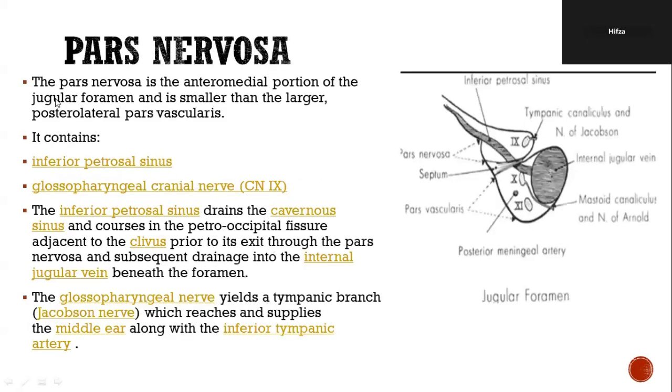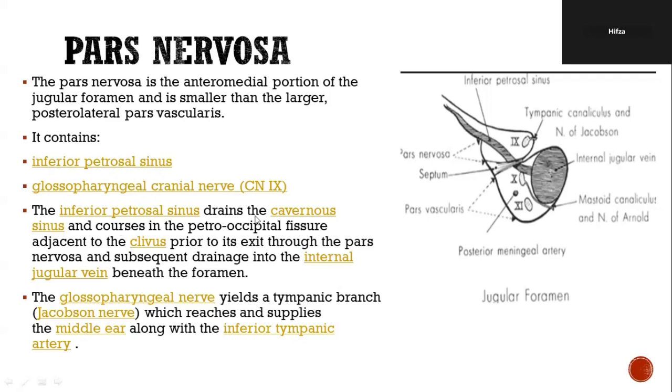So pars nervosa is the anteromedial portion of the jugular foramen. As we can see here, this is the bony septum, which is dividing the jugular foramen into anterior and posterior parts. Anterior is anteromedial, and posterior is posterolateral and larger than the anterior part. Pars nervosa contains the inferior petrosal sinus and glossopharyngeal nerve. Here we can see the inferior petrosal sinus and the glossopharyngeal nerve as well.